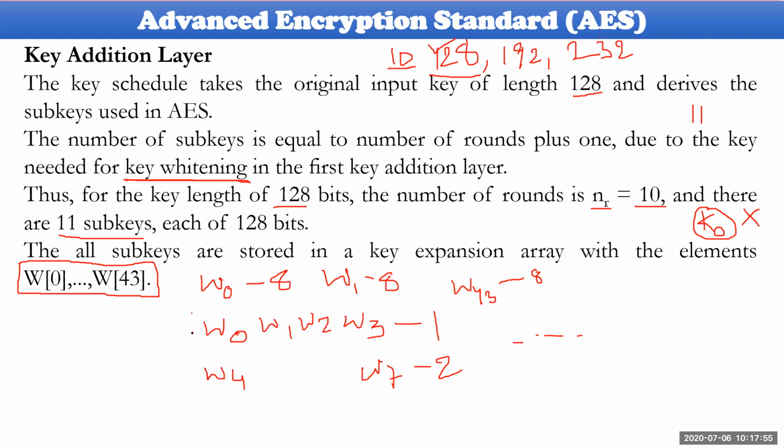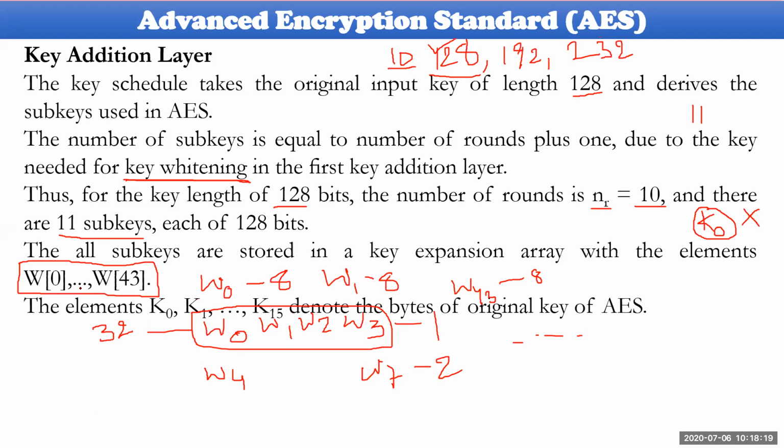Each key byte is 8 bits, and 4 of them cumulatively make 32 bits. So 4 words are applied for each and every round. These elements are called bytes. The 128 bits are divided into 16 bytes, 0 to 15, termed K0 to K15. Each of K0, K1, and so on up to K15 is 8 bits.